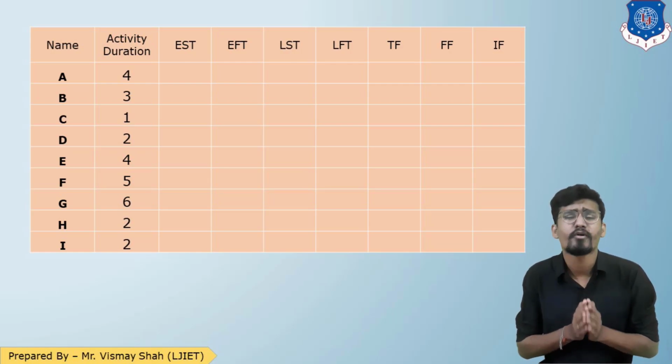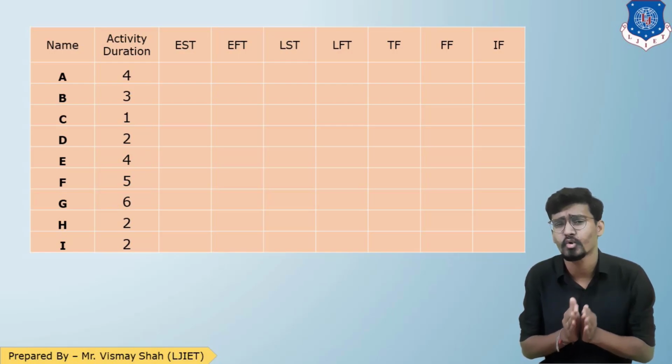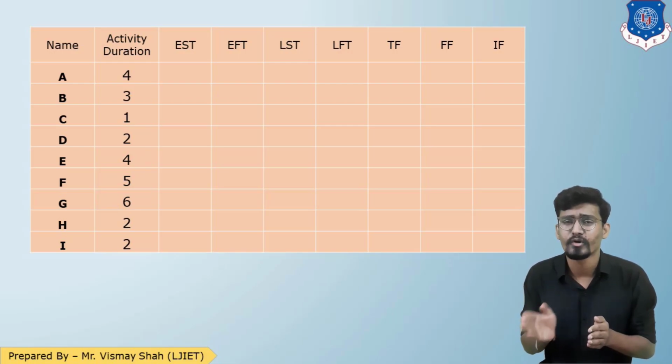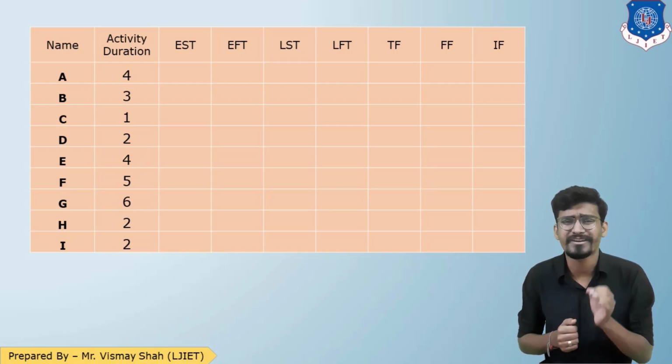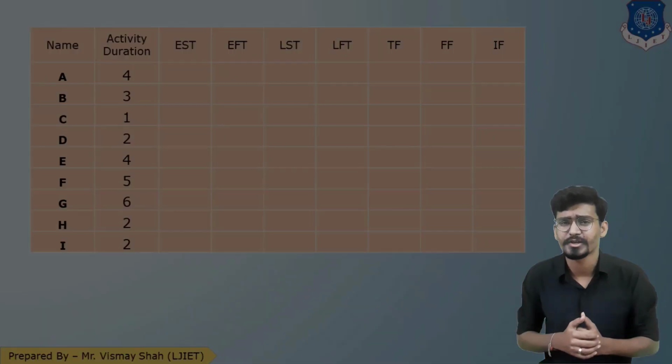Now I want to find the critical path. Critical path is directly connected with the total float, and the total float's formula involves LST minus EST or LFT minus EFT. So we need to find all four of them. First we are talking about EST. So now let us come back to the question.